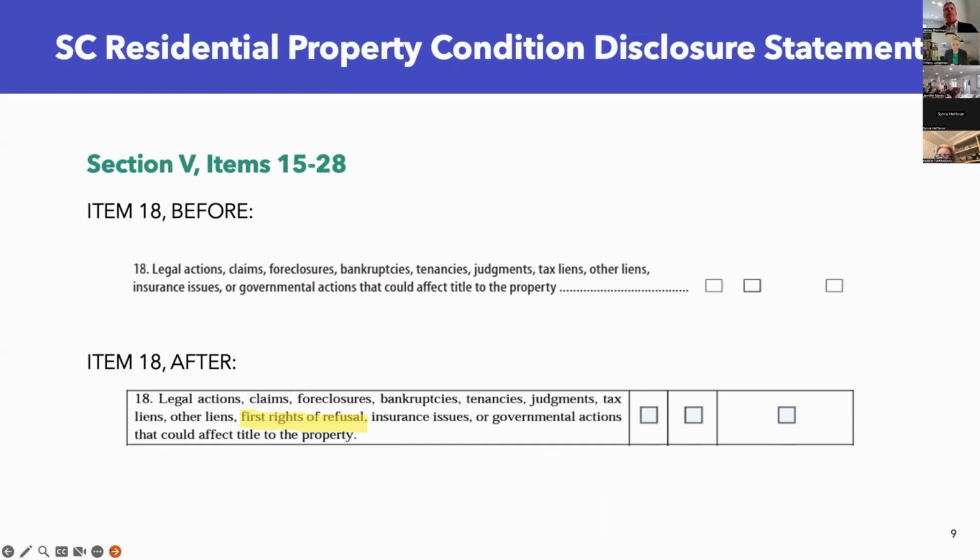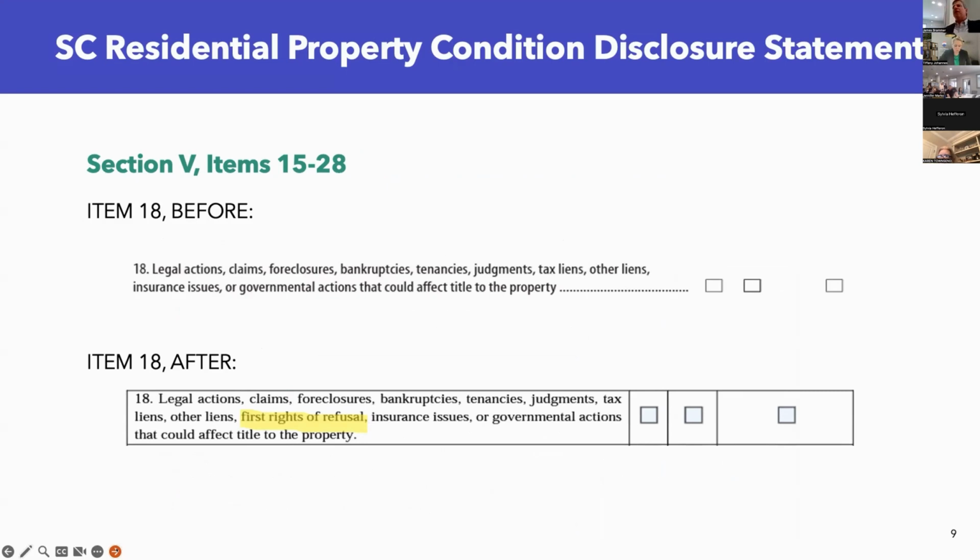for the grammarians in the room, okay? It used to be 15 to 25. It's now 15 to 28. 18 before leaves out any mentions of right of first refusal. Any of you had to contend with those?